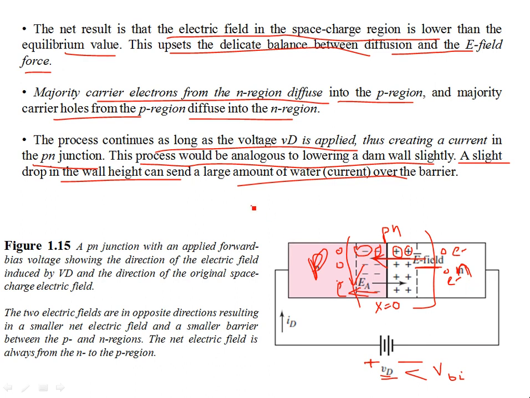So that's all about the forward bias junction. We're going to discuss formally a diode and the IV characteristics in the upcoming lecture videos. That's all.